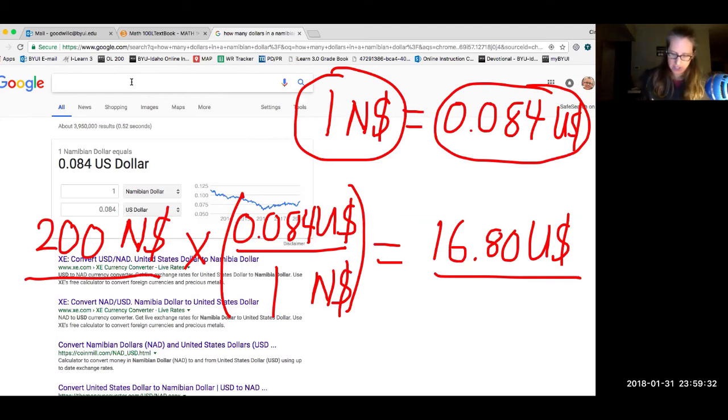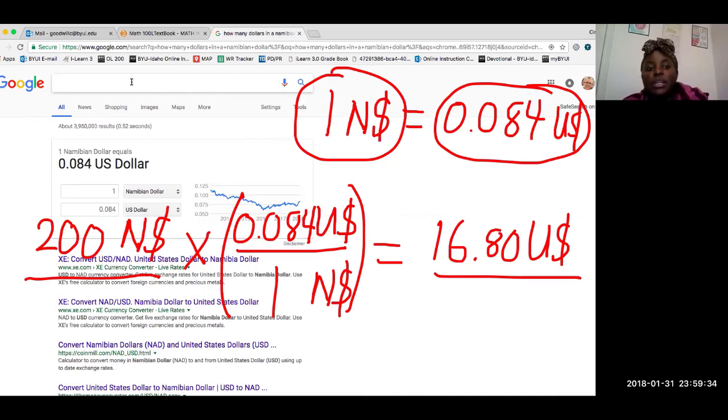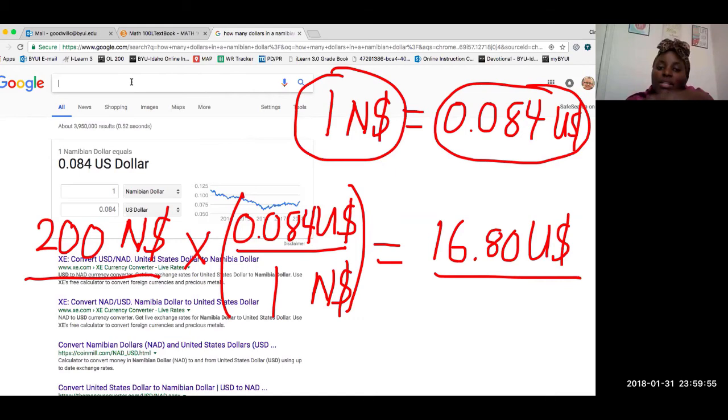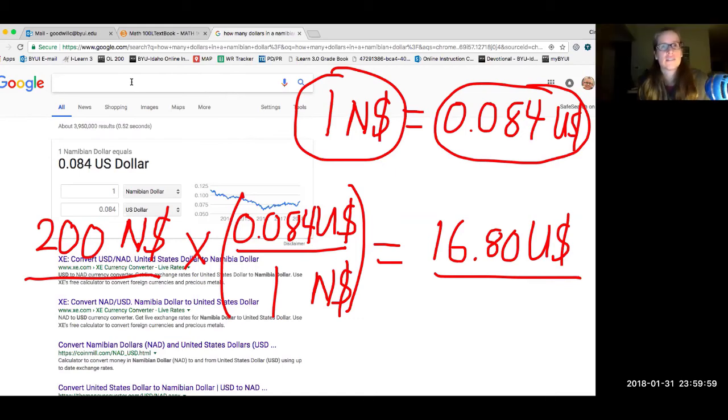Hold on, I'm trying to do this. So if you want to know how much 200 Namibian dollars would be in US dollars, you times it by 16. Oh, how do you do it? Well, you take the Namibian dollars and multiply by 0.084. Yeah, to give us 16. And it gave us $16.80.